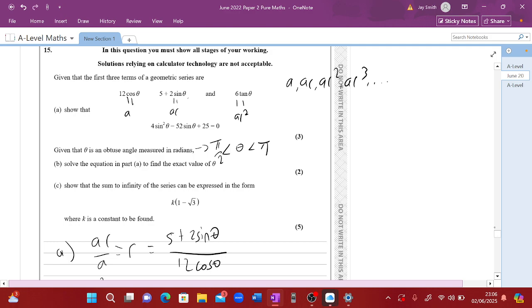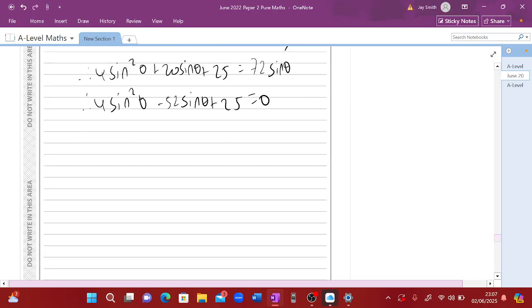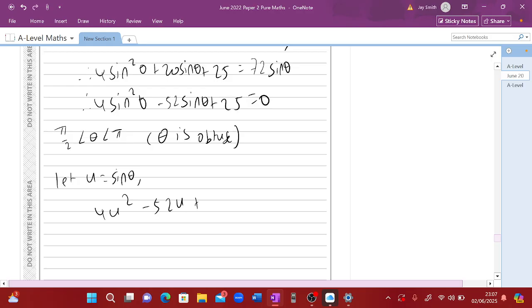So we essentially have to solve the equation to get theta. So I'm going to note that here: theta is between pi over 2 and pi, as theta is obtuse. So I'm going to solve this. This is very clearly a quadratic. If I say let u is sine theta, then this becomes 4u squared minus 52u plus 25 is 0. Now I think we can solve this, can't we?